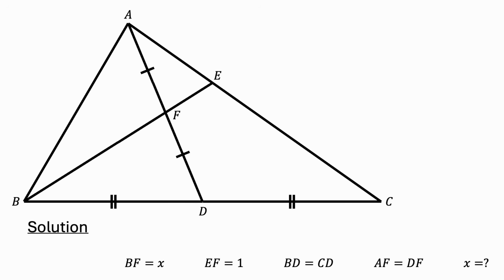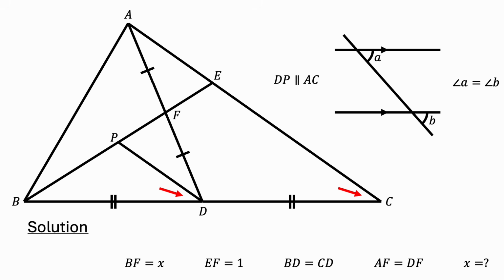And now for the solution. Draw DP parallel to AC with P on BE. Then angles BDP and BCE are corresponding angles. Since corresponding angles are equal, we have angle BDP equals angle BCE.